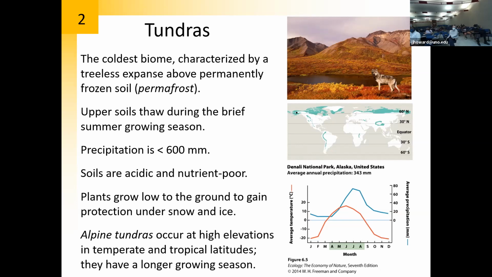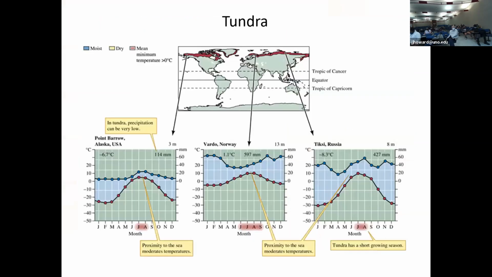Very dry and very cold simultaneously. Plants cannot grow tall because if they do, they get frozen off during the long winters. On the other hand, if they grow low to the ground, there's a blanket of snow that insulates them from the coldest temperatures. That's why you have the growth forms that you do in tundra.